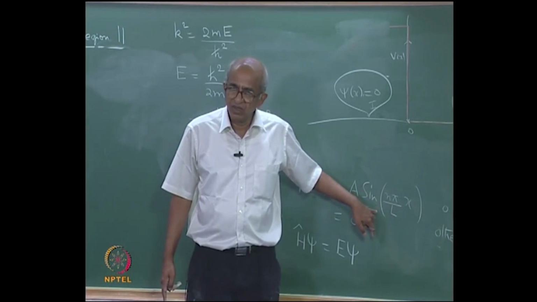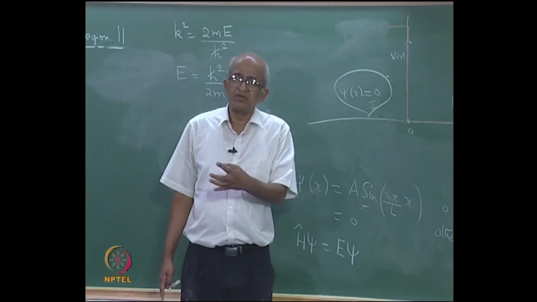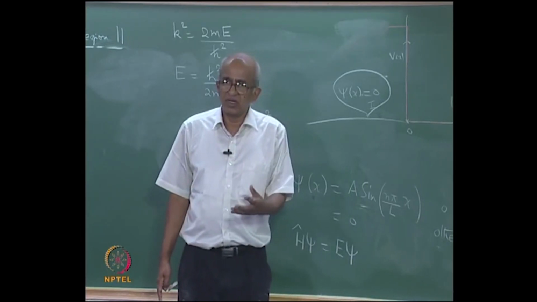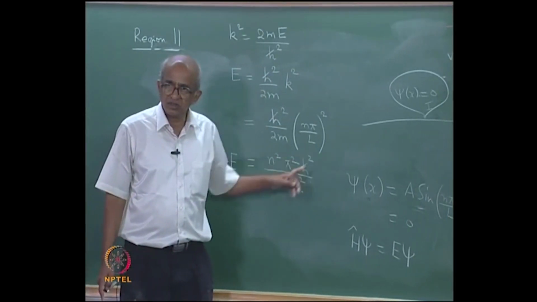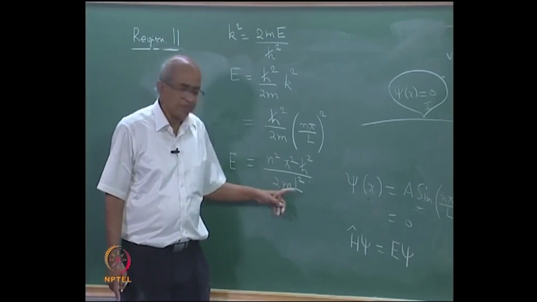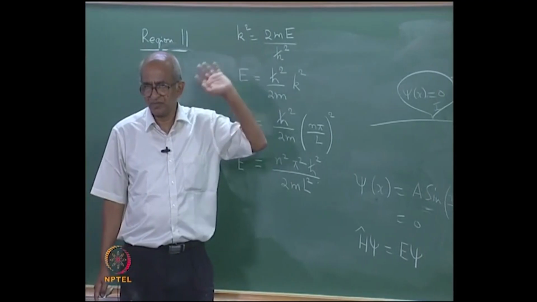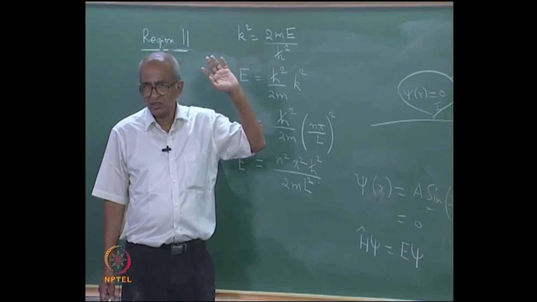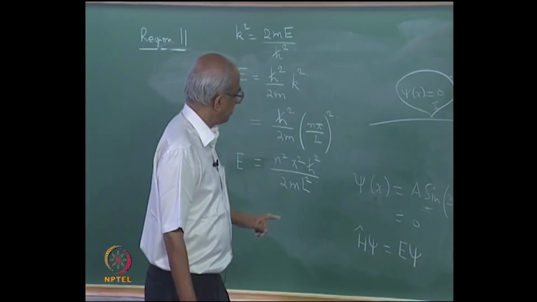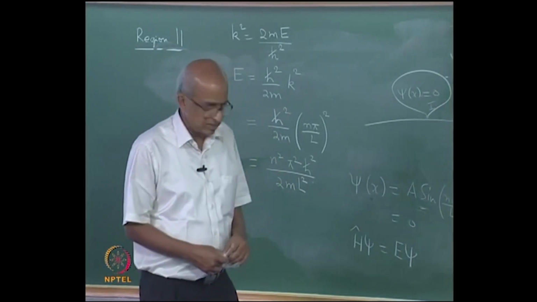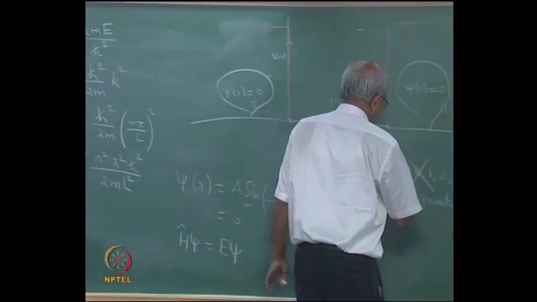eigenfunction. And further, if you remember postulate 3, suppose you make a measurement of the energy of the particle, what will you find? You will find that the answer will be of the form n square pi square h cross square by 2m L square, with n having the value 1 or 2 or 3 or 4 or whatever, right. So, let us look at these states one by one, or maybe before doing that I should determine this constant capital A.